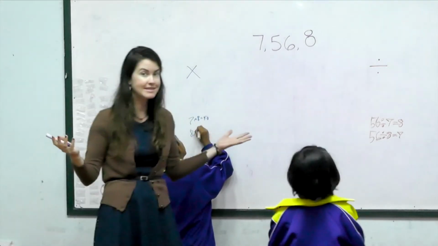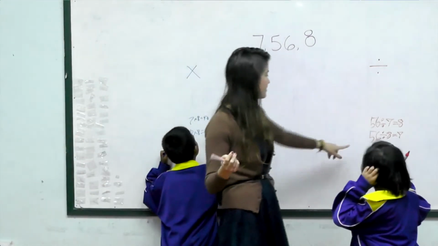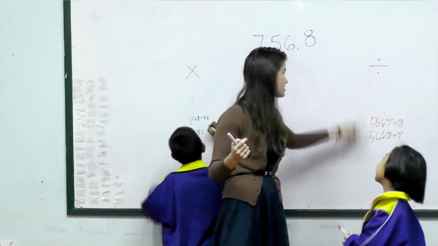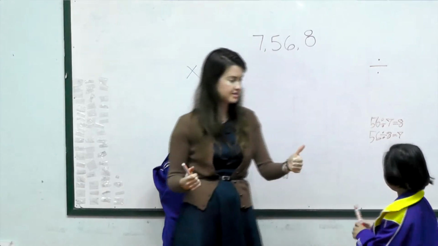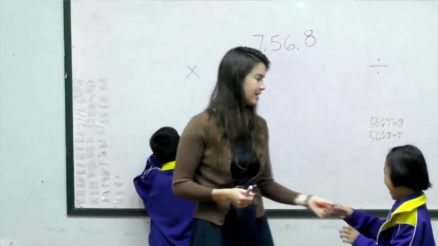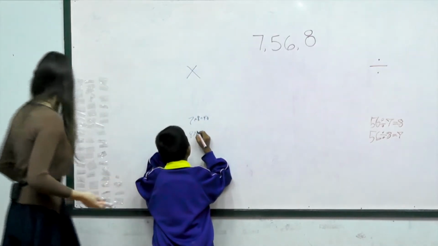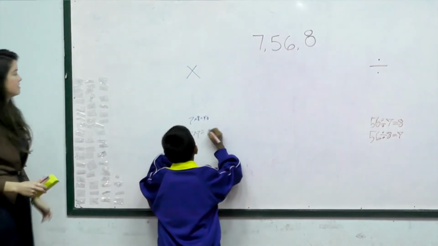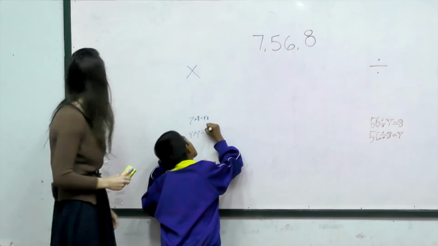Okay, what's our biggest number? 56. Is it first or last? First. For division, it's first. Very nice job, friends. Great work. Paht's working on our times. Looking good.